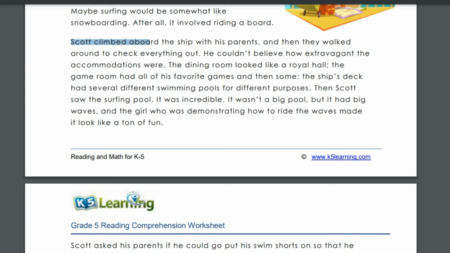Scott climbed aboard the ship with his parents and then they walked around to check everything out. He couldn't believe how extravagant all the accommodations were. The dining room looked like the royal hall. The game room had all of his favorite games and then some. The ship's deck had several different swimming pools for different purposes.